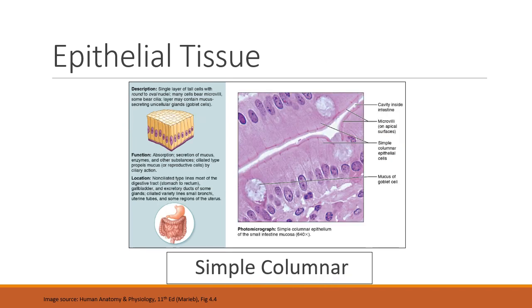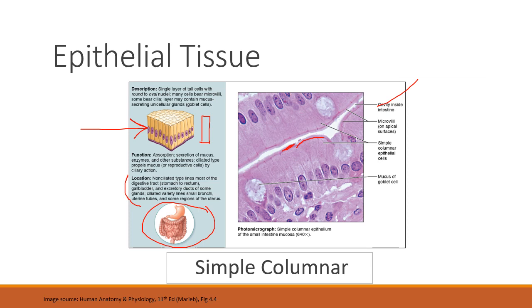Then we have simple columnar. Remember, simple is one layer, and they're columnar because they're tall, like columns. Kind of this shape right here. Where is this? Most of this is in the digestive tract. So when you think of simple columnar epithelium, think of digestive tract. Here's a microscopic view here, where this is the apical surface, and right along this little fuzzy edge right here, that's the microvilli. That's important for absorption of digested material.